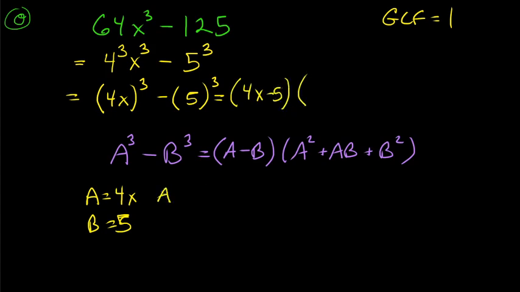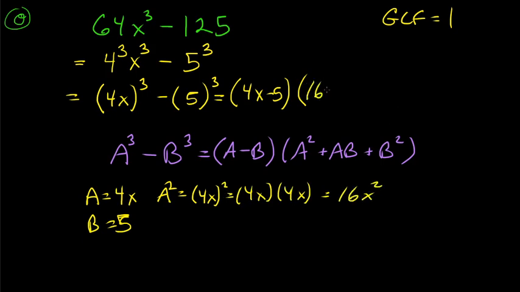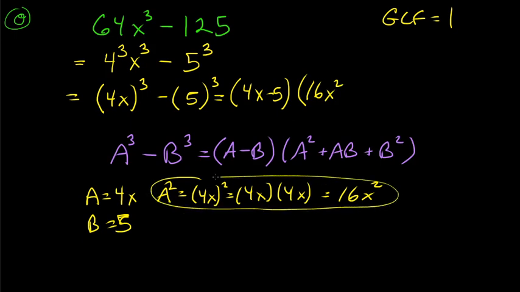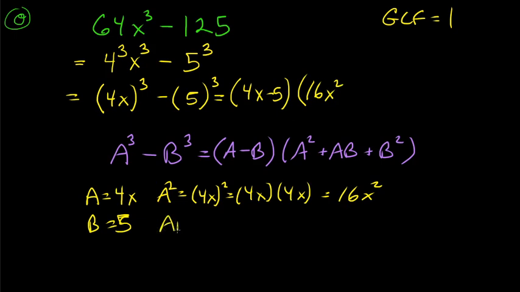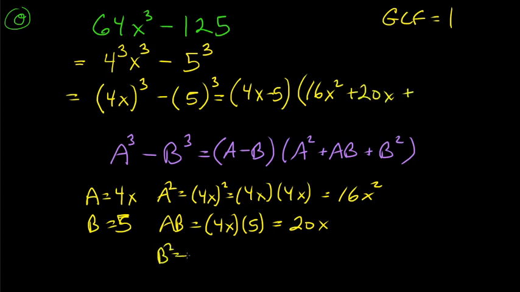Now what's a squared? A squared is 4x squared. It's 4x times 4x, which is 16x squared. I'm assuming that most of you can do this in your head. You don't have to write it out if you don't want to. I'm just making it abundantly clear. What's a times b? Well, a is 4x and b is 5. So 4x times 5 is 20x. Again, you don't have to write that out, but it might help. And what's b squared? B squared is 5 squared. 5 times 5 is 25.